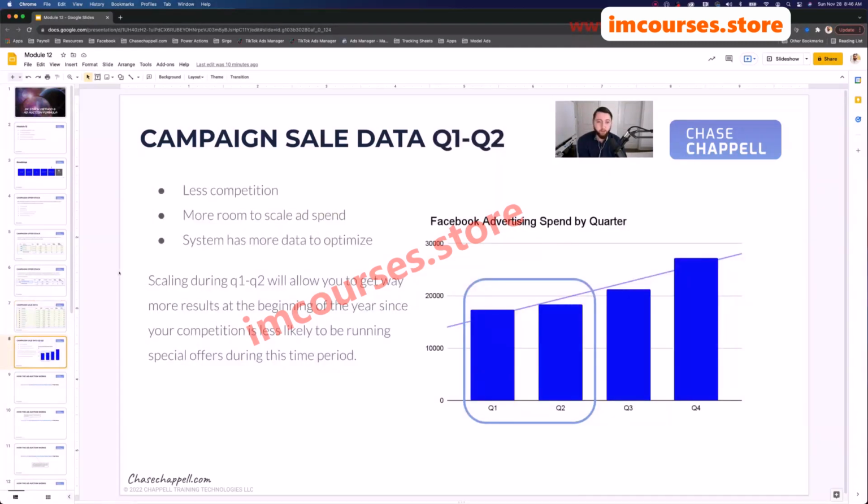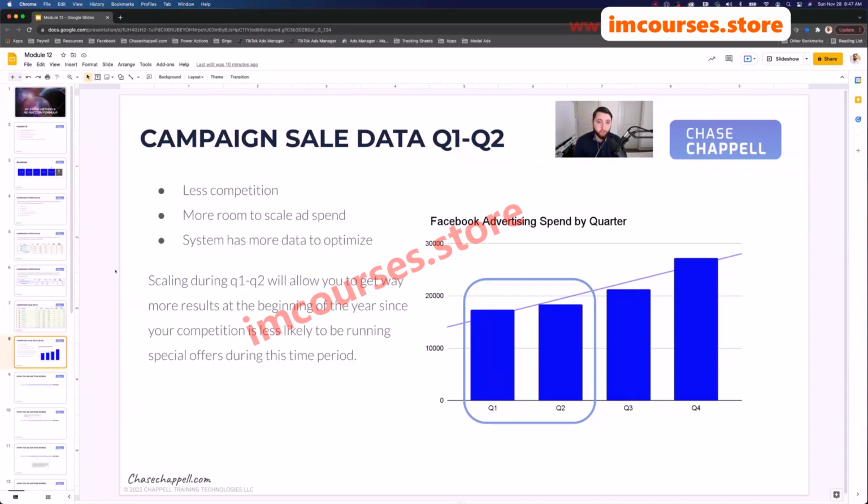So now what we're going to do is jump into the overall Facebook advertising spend by quarter. What's important to know here is that during Q1 and Q2 of the year, there's less spend on the Facebook platform. Since there's less spend, there's naturally going to be less competition. There's going to be more room to scale ad spend because there's more inventory available for you to get results. And the system's going to have more data to optimize, since you're going to be able to achieve more purchases, which helps the algorithm learn faster.